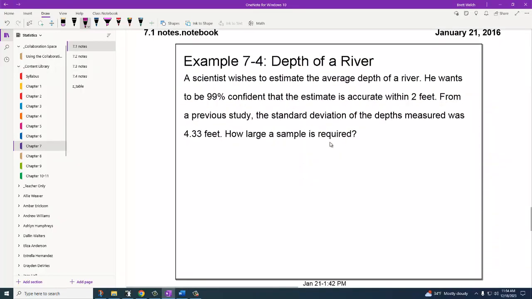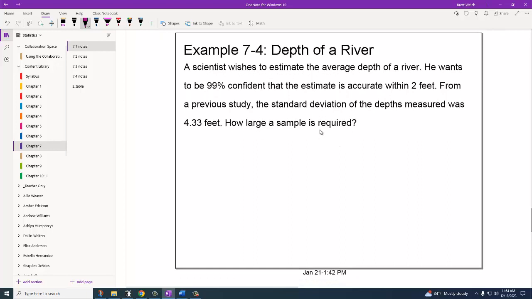So if I look at an example, in 7-4, it says the scientist wants to estimate the average depth of the river. He wants to be 99% confident. That's important. Accurate within 2 feet. This would be our margin of error. This here is going to give us our z of alpha over 2. From previous studies, the standard deviation of the depth was 4.33.